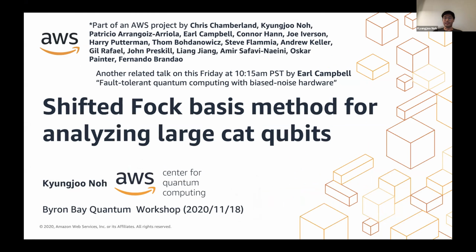All right. Thanks a lot for the introduction, Stephen, and thanks a lot for organizing this amazing workshop again. So today I'm going to be talking about the shifted Fock basis method for analyzing large cat qubits. This is a part of a large AWS project by these many people, and there's going to be another related talk on this Friday on more of a fault tolerant aspect of this cat code. But today I'm going to be mostly focusing on the physical part, on the cat qubit.